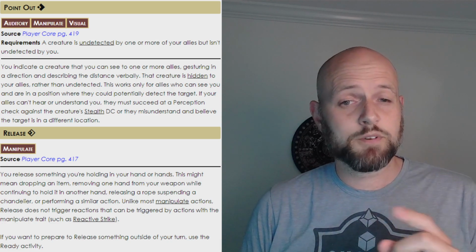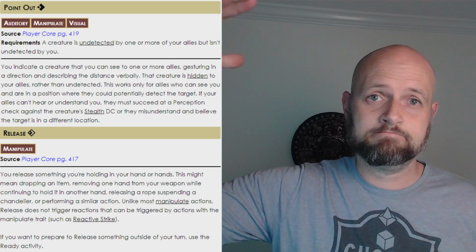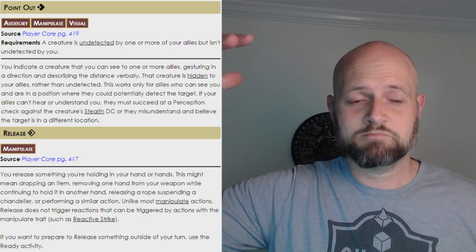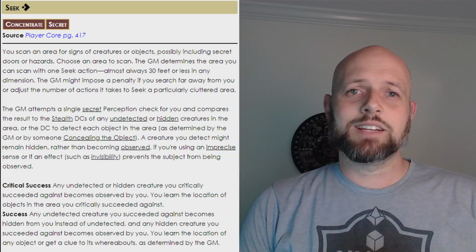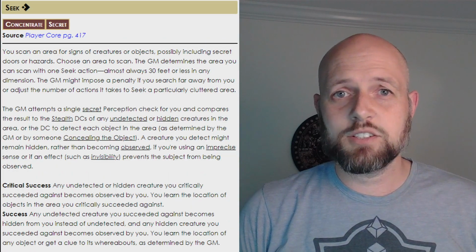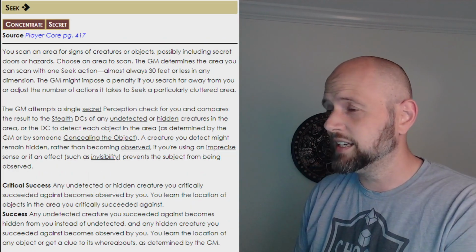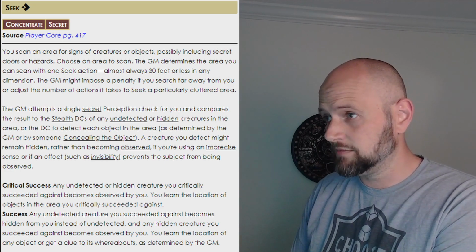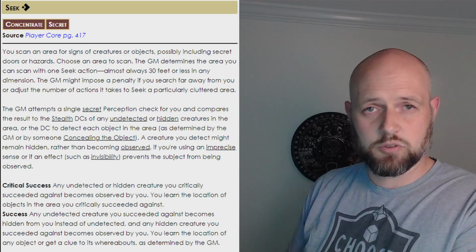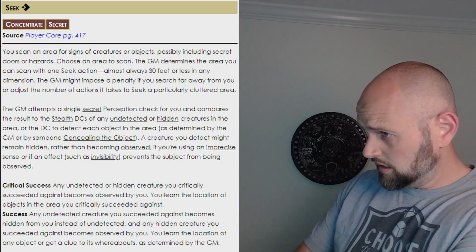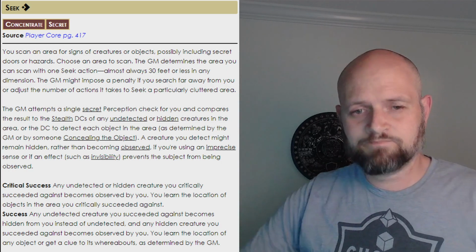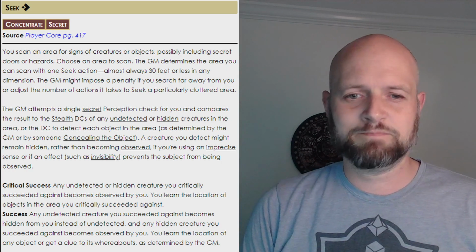Release. This is a free action, and just drop something. If you're holding something, you can just drop it. Seek. Seek is 1 action, and this is you saying, I'm going to look in this area to see if something's here. Specifically, you're going after a creature with Seek, so it's to say, oh, somebody hid from me. I'm going to look over here. Do I see them? That's how you use the Seek action.